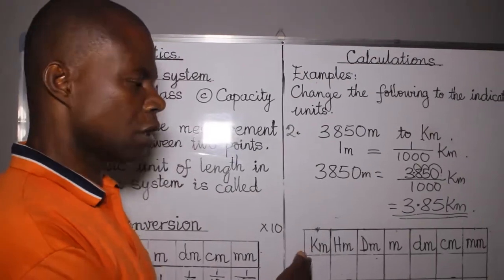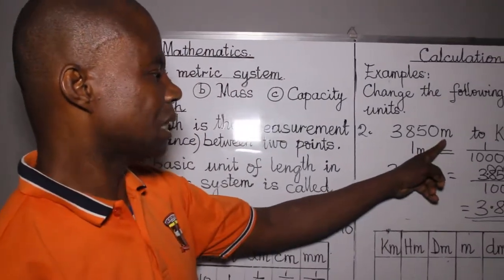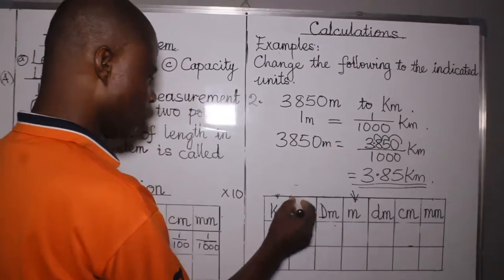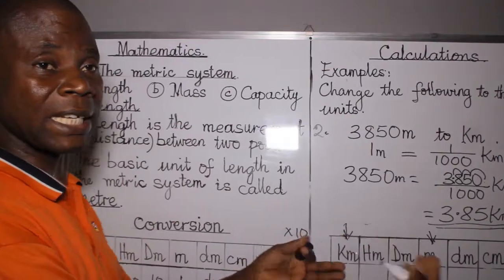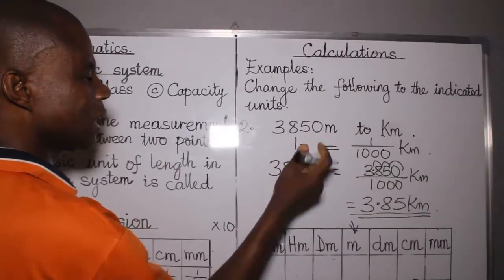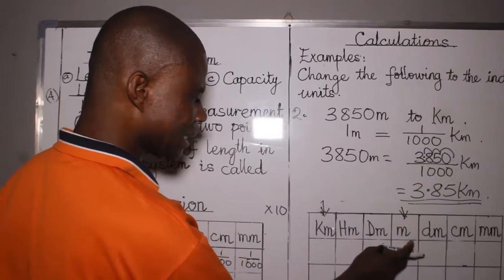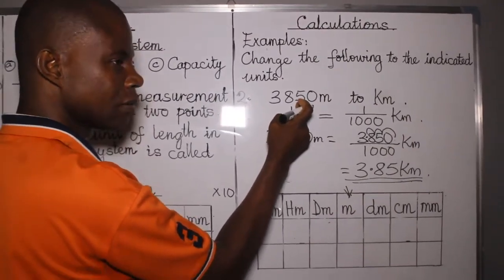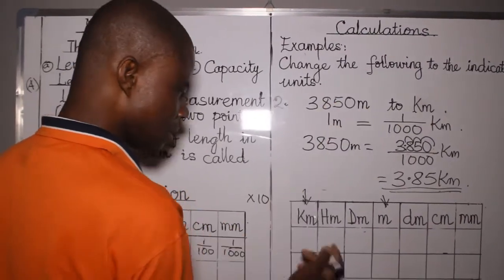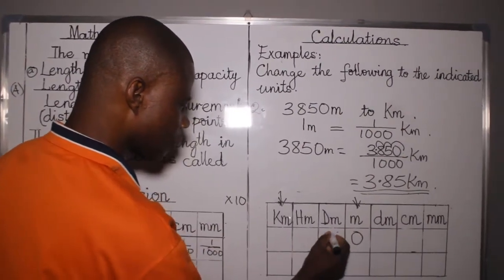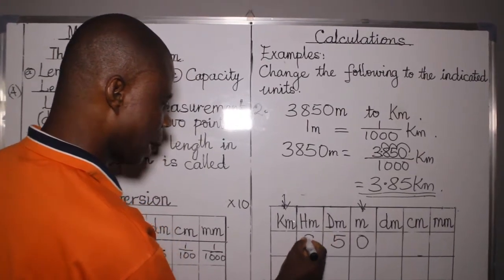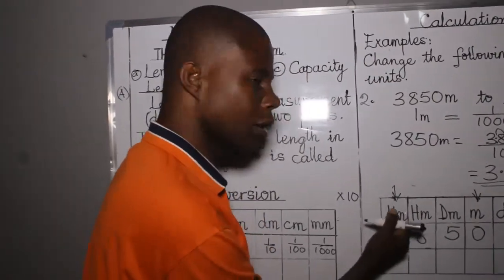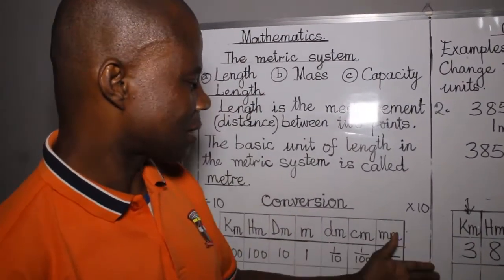What do we do there? 3,850 meters. Go to the table, locate meters, locate kilometers. This is the meters column. And this is the kilometer column. You have located the two. After that, start with this. This figure has no decimal point, so enter directly into the meters, because this is a whole number. Units 0, tens 5, hundreds 8. So you start with 0, followed by 5, followed by 8. And you now have 3 on the kilometer.